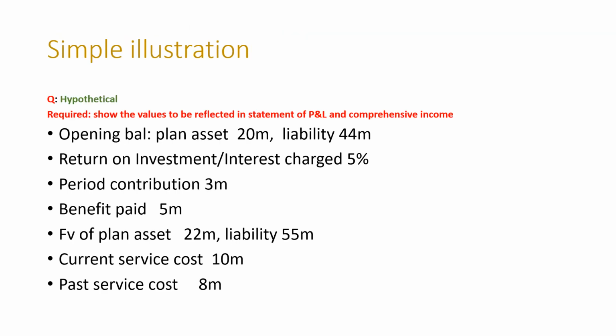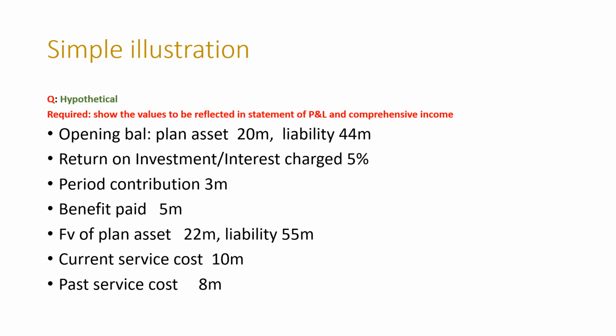Now, let us look at a simple illustration. This is a hypothetical question. Let's assume a company has an opening balance of plan assets of 20 million and liability of 44 million. Then the company's return on investment or interest charge is 5%. Then the period contribution for that year is 3 million. The benefit paid that year, 5 million.